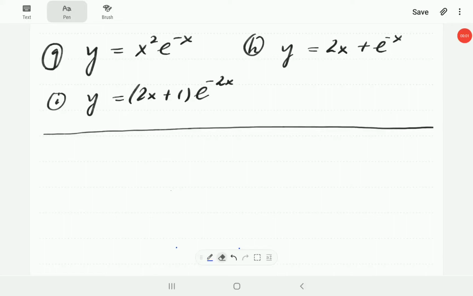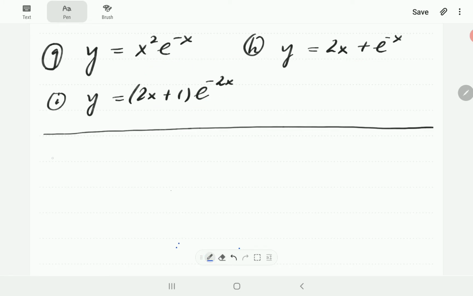This video is a continuation in our series of videos where we are using calculus to analyze functions and hence be in a position to make sketches of them. In the previous examples A, B, C, D, E, and F, we have been looking at functions that are polynomials. In this video, we're going to look at functions that involve the exponential function.